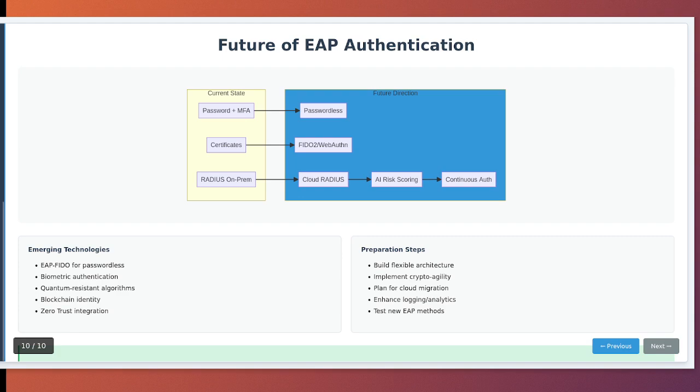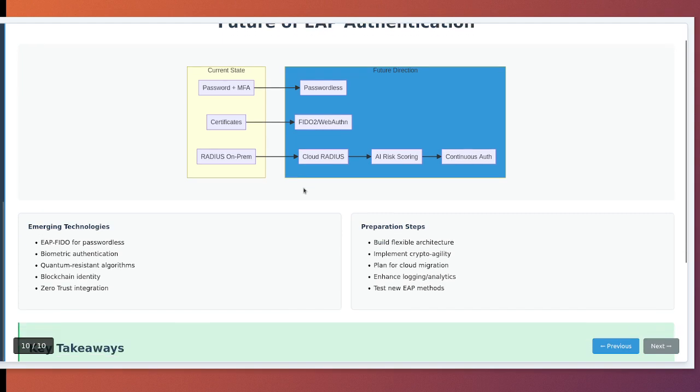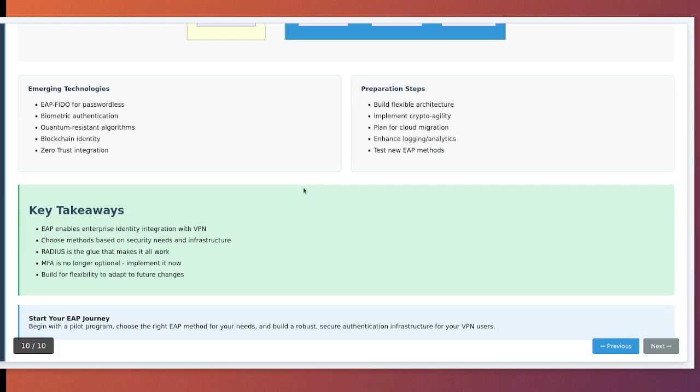Zero Trust Network Access, ZTNA, is changing how we think about VPN authentication. Instead of authenticating once and getting network access, we are moving toward continuous authentication and authorization. EAP methods that support session binding and re-authentication are becoming crucial. Your EAP infrastructure needs to support not just initial authentication but ongoing verification.